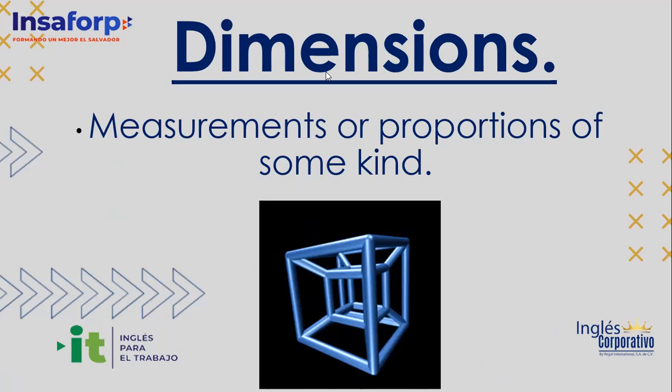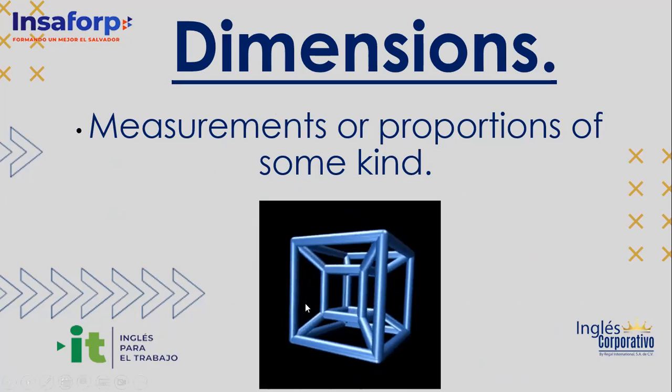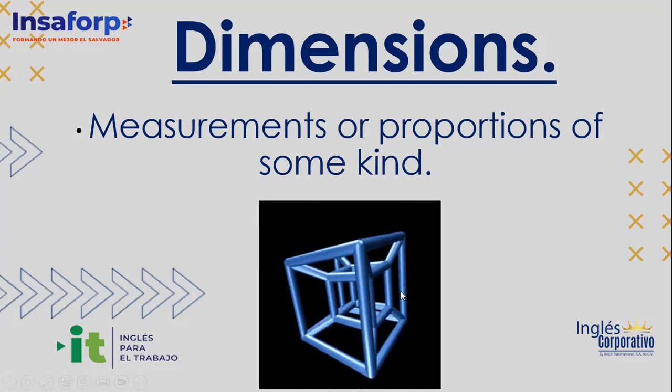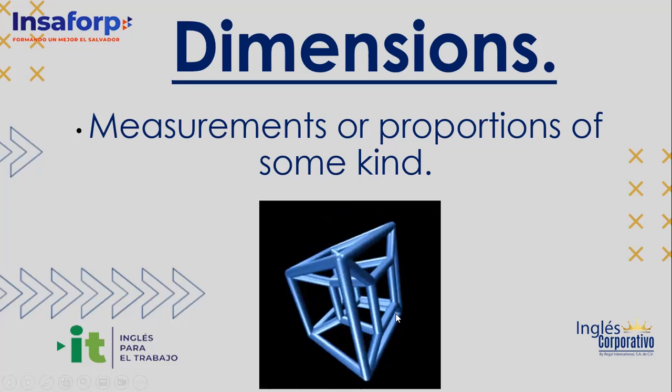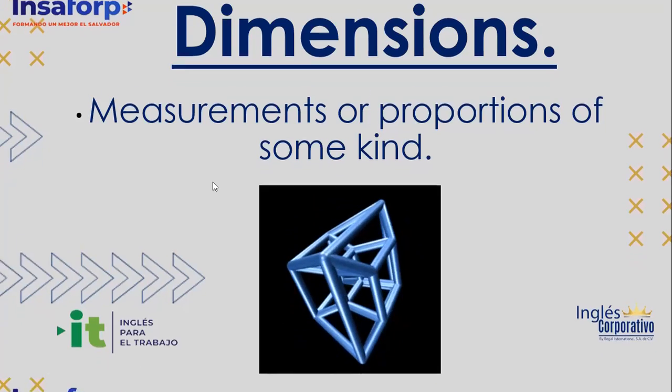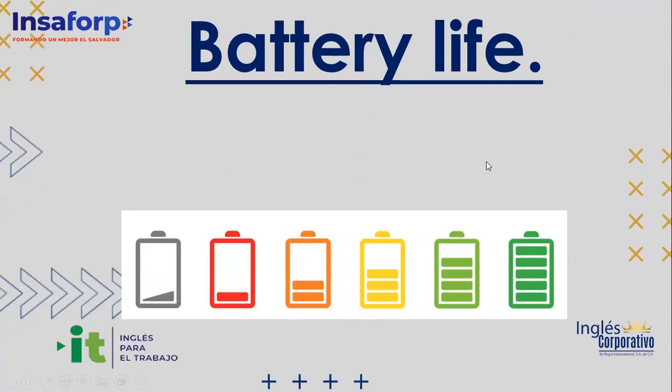Measurement or proportion of some kind. Exactly. So the measurements, right, of the proportions. As you can see here, like in that case, we have a cube, right? And it has a lot of dimensions. They have to measure every size. And sometimes we take into account, we have next one, next feature for a product.